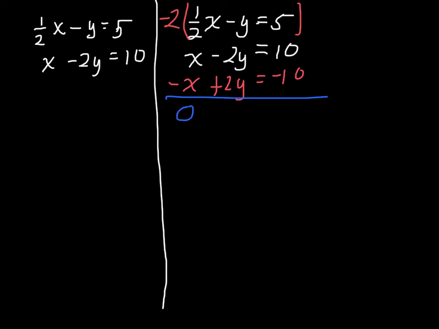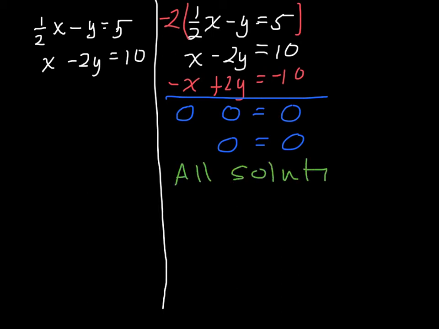Negative 2y plus 2y gives me 0, and 10 minus 10 gives me 0. So what I end up with is 0 is equal to 0. That happens to be true, but what does it mean? What that means is that this is all solutions. Just like the last one we had no solutions, this is all solutions.